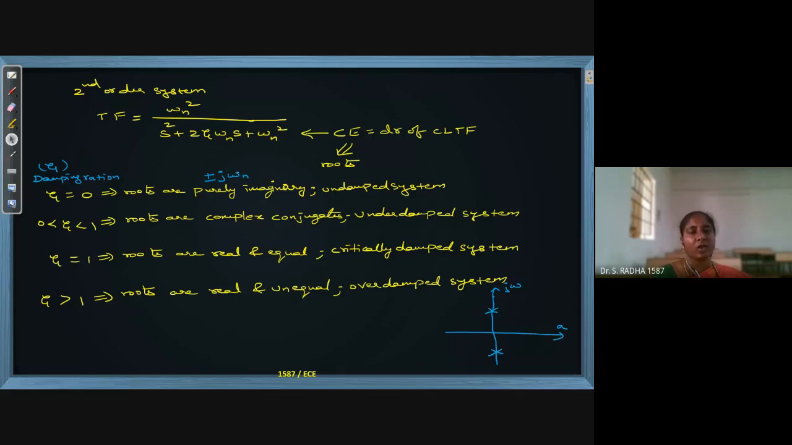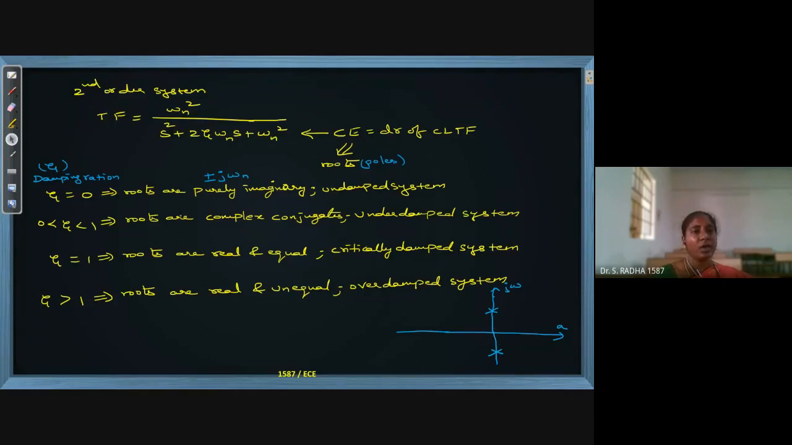Omega n is a constant value, say plus j2, minus j2. Okay, means we are having the cross mark here. Why I am putting a cross mark? Because those are poles. Those are obtained from the denominator of the closed loop transfer function. These roots are poles, hence I am writing a cross mark. Poles are represented with a cross mark. Zeros are represented with a circle.